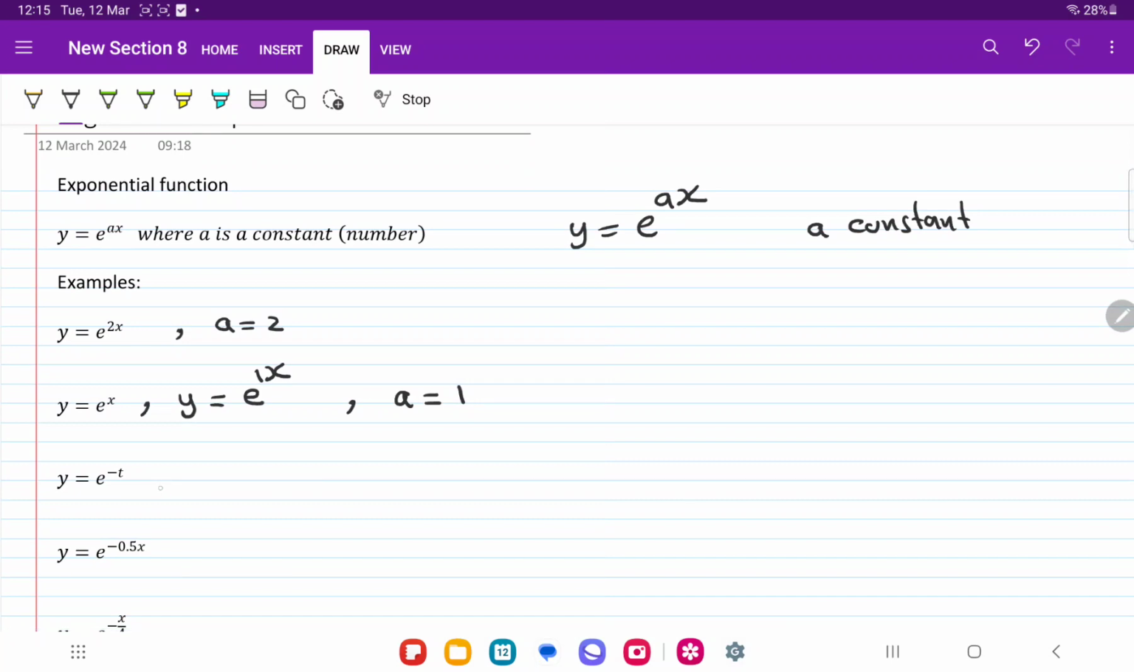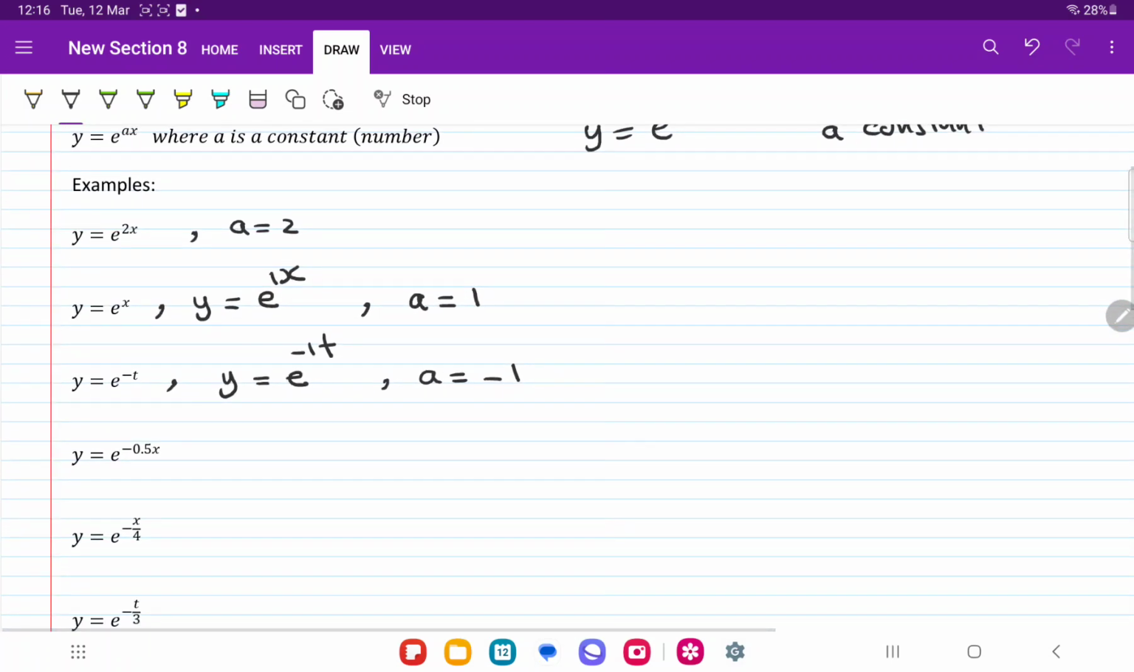Okay, next one. I'm going to try to rewrite this function again. y equals e to the power minus 1t, okay? When there is no number in front of the letter, there is usually an invisible 1. So the value of a will be negative 1 in this case. Okay, next one. The value of a is negative 0.5.